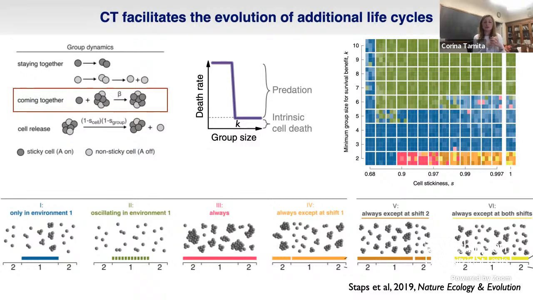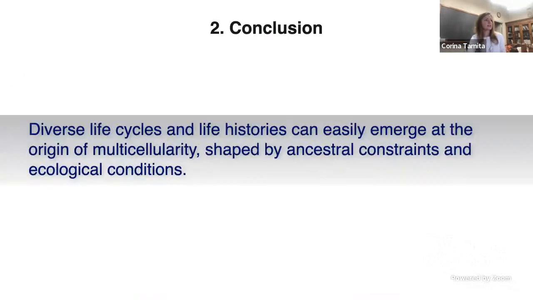This is saying that in fact coming together might just facilitate you to do something that you weren't able to do with staying together, which is to be shorter lived here. Anyway, the conclusion of this part is that diverse life cycles and life histories can easily emerge at the origin of multicellularity, basically shaped by ancestral constraints and ecological conditions. And simply that, doing this bottom up can give really interesting ways of producing alternative hypotheses and testing existing hypotheses.